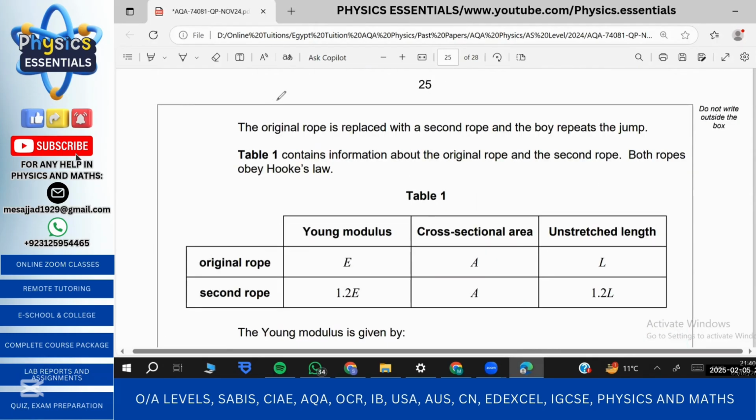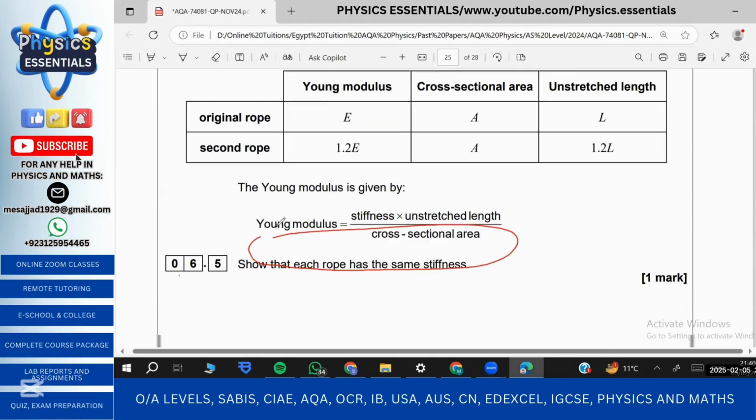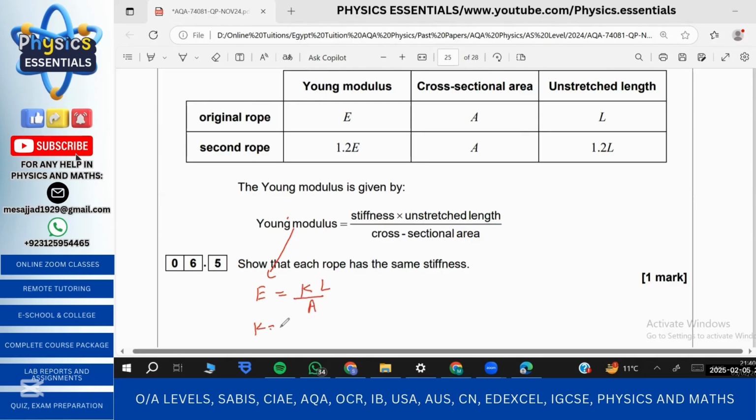The original rope is replaced with a second rope and the boy repeats the jump. Table 1 contains information about the original rope and the second rope. Both ropes obey Hooke's law. Table 1 shows the original rope data and second rope data, and they have given you the formula to calculate the Young modulus. Show that each rope has the same stiffness. It's very simple. Just use this formula for both ropes. Y equals E, stiffness is K, unstretched length is L, cross-sectional area is A, so K is actually equal to AE over L.